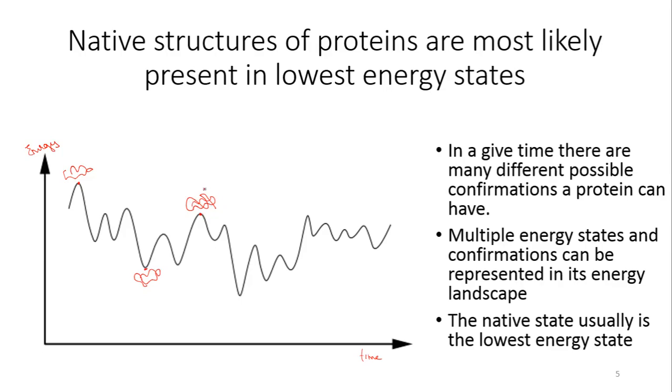Each of the conformations can be associated with a change in free energy. Therefore, these multiple energy states and conformations can be represented in such an energy landscape. Now, in this energy landscape you can figure out that at some points the energy is low and at some points the energy is high.